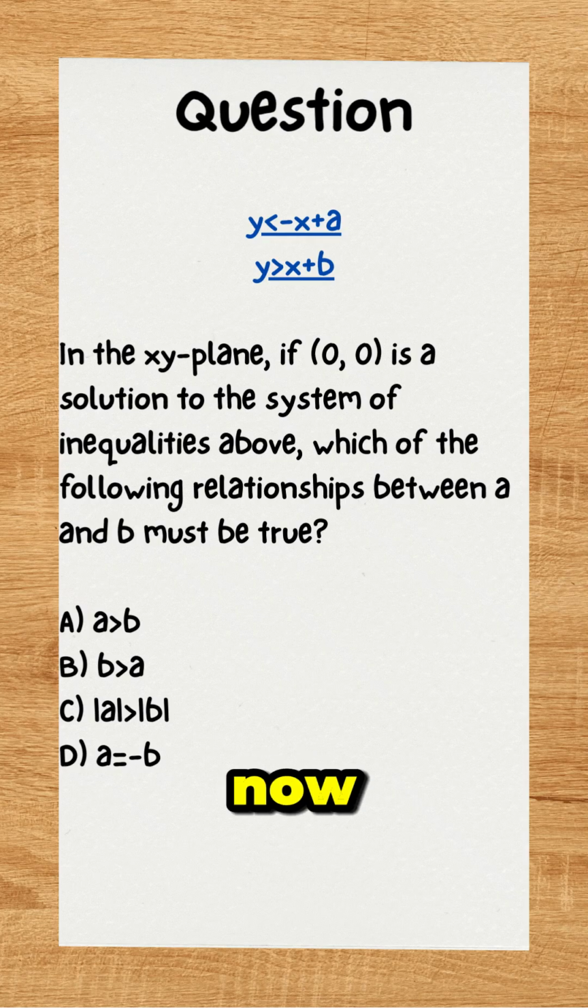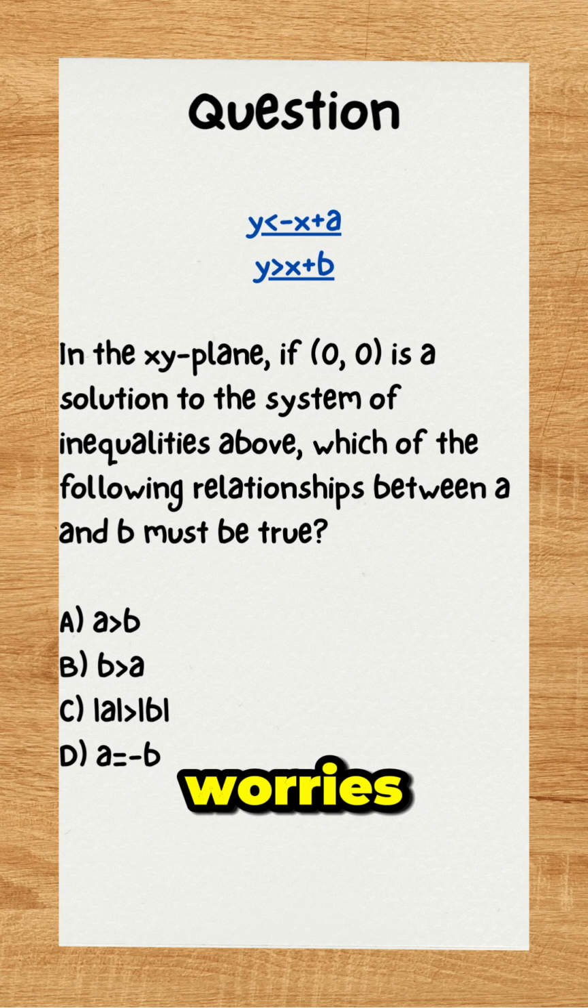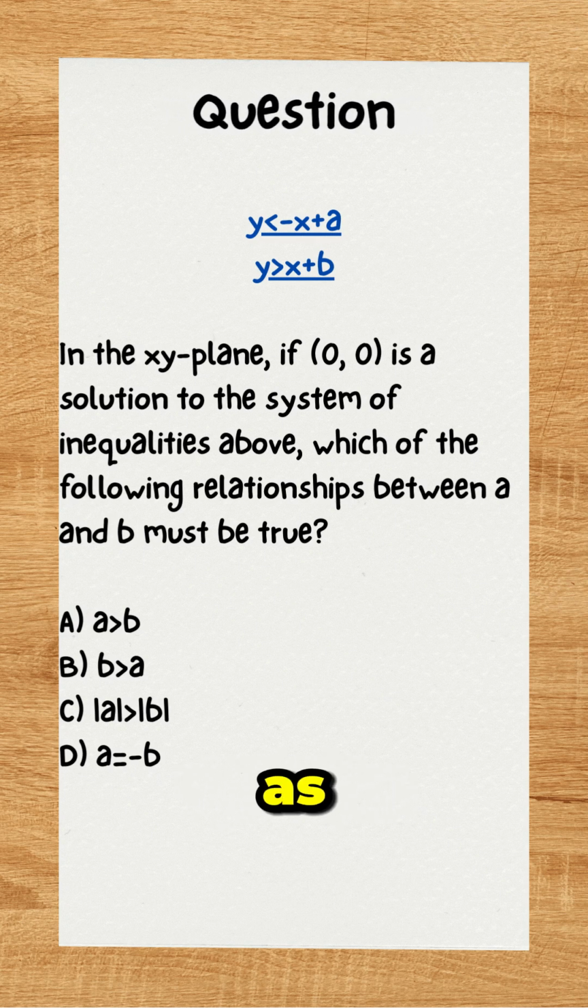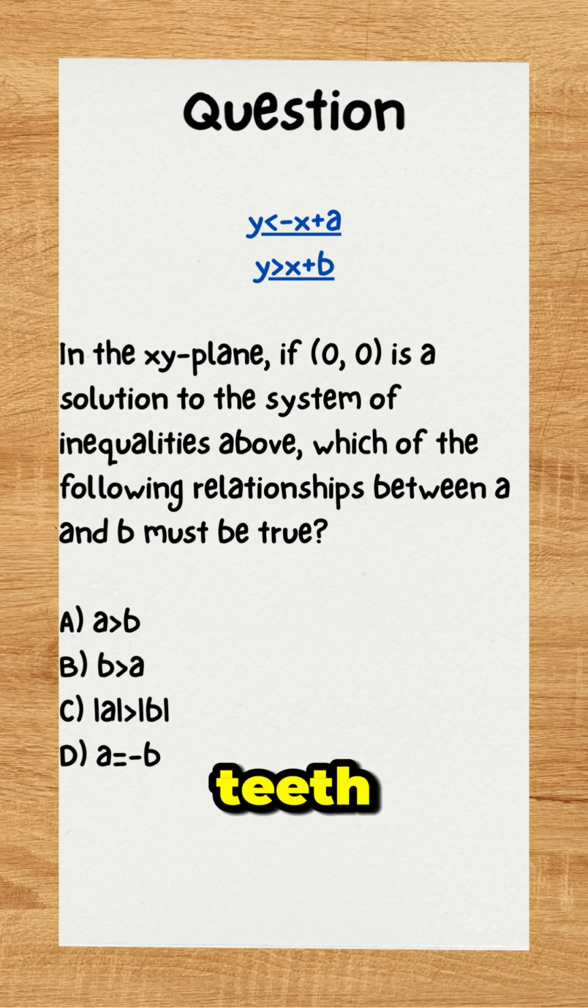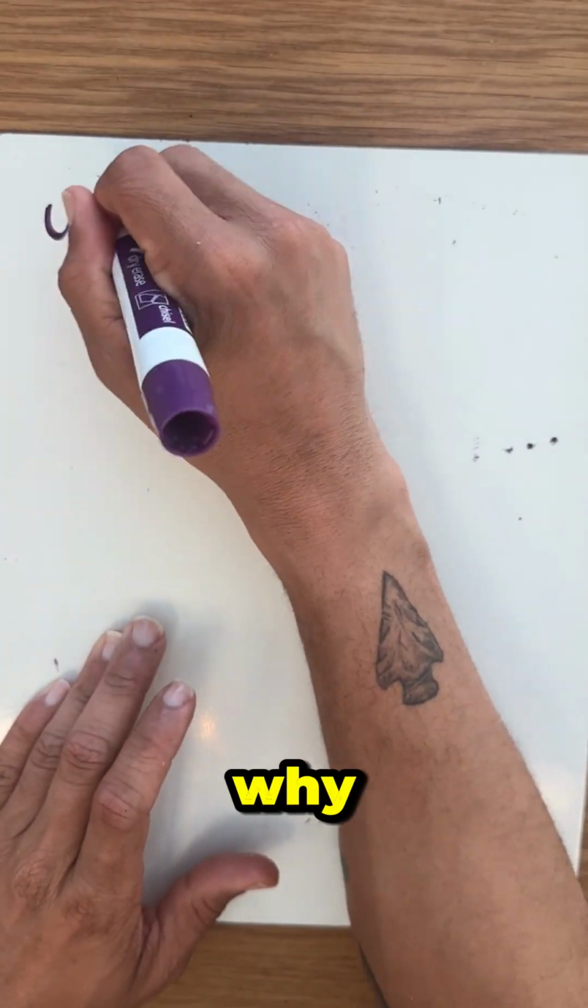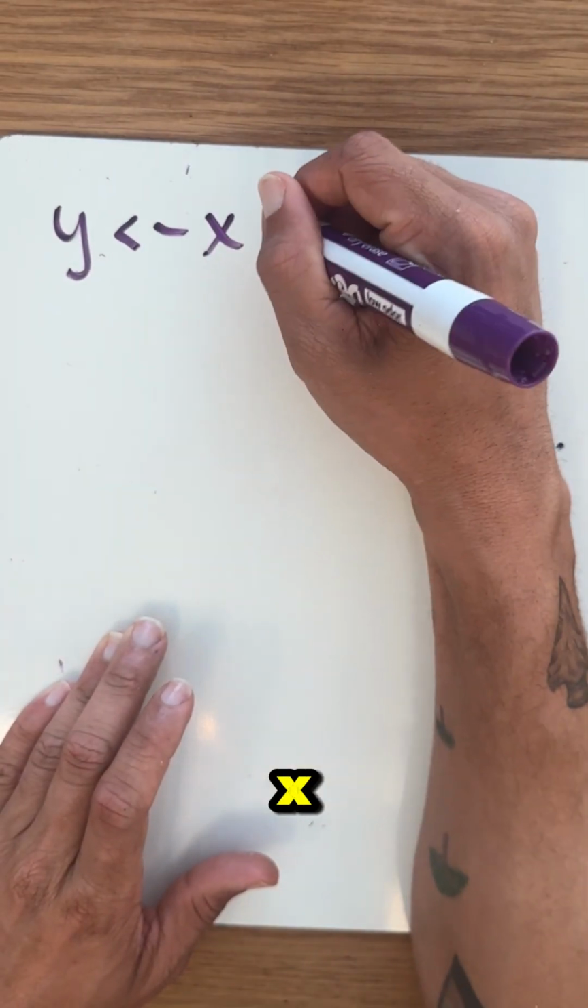So you're taking a big math test and you get a question like this. Now, it may look complicated at first, but no worries, Mom. We're going to break it down as easy as chewing applesauce with no teeth. Let's dive in. Y is less than negative x plus a.